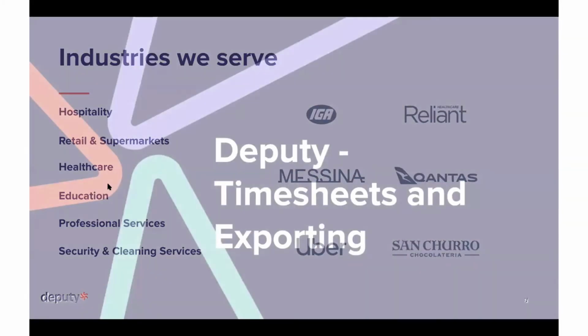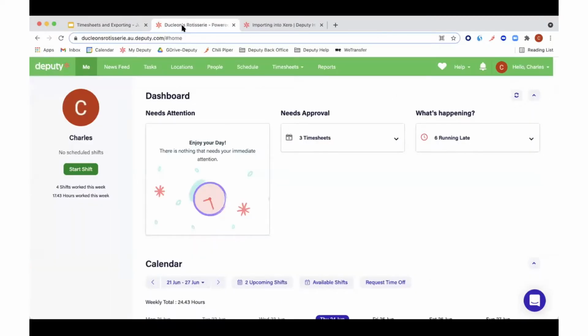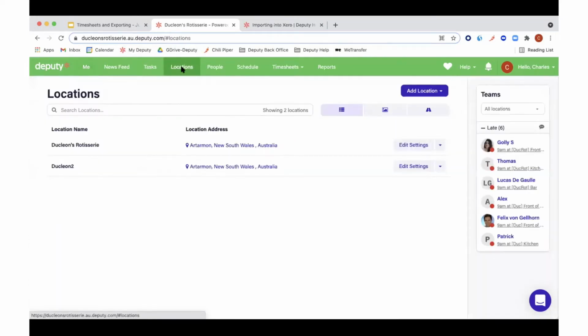Now, before we start, I will just jump into a prepared test account. So give me 1 second. Welcome to our test account. Before we get to the nitty-gritty of approving and exporting timesheets, we first of all need to go through some settings. So to do that, let's click on our locations and click on our main location, which is in this case, du Client Rotisserie. From there, all we have to do is click on Edit Settings.